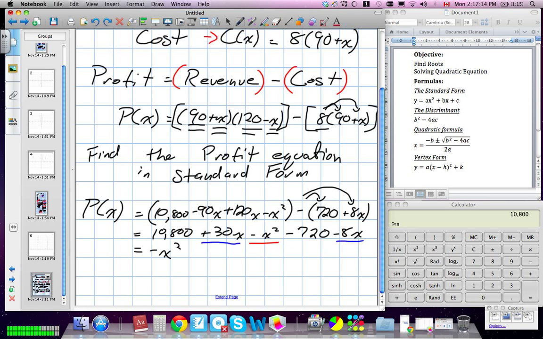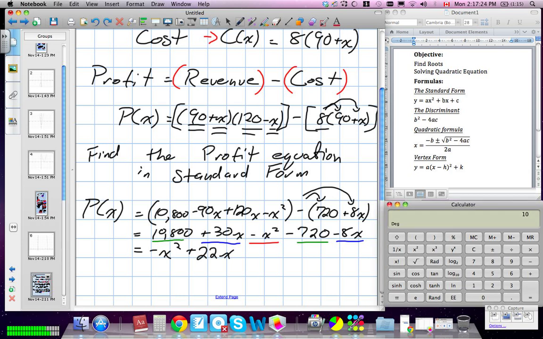And finally, our constants. We have positive 10,800 subtract. Oh, it is 10,080. Good. Plus 10,080.